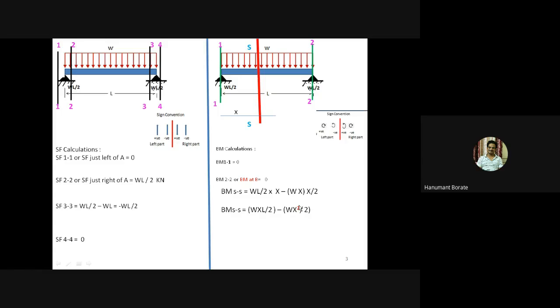This power of x is 2. So means it follows the second degree curve, similar to parabola. So whenever there is a UDL load, at that time we need to draw second degree curve, and for SF diagram we need to draw an inclined straight line. Okay. Now to calculate the bending moment at a center, we will see here. Okay, we'll see after drawing the SF diagram.